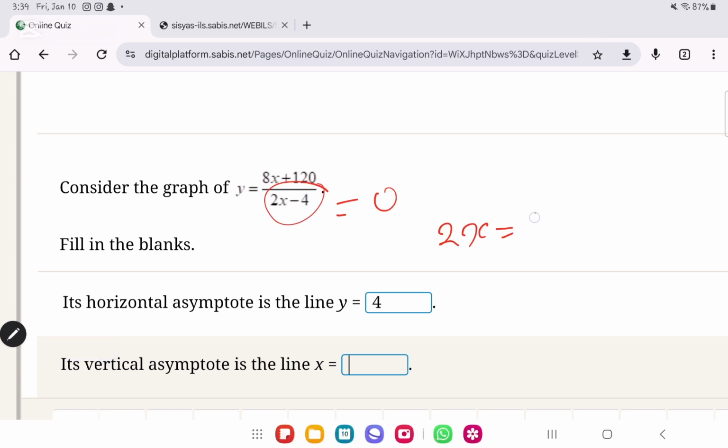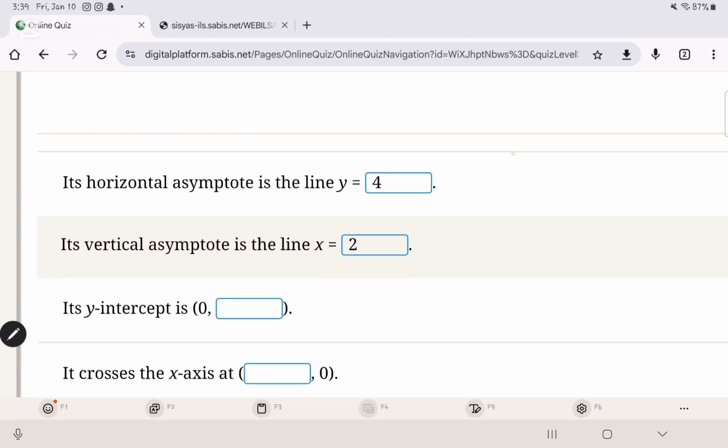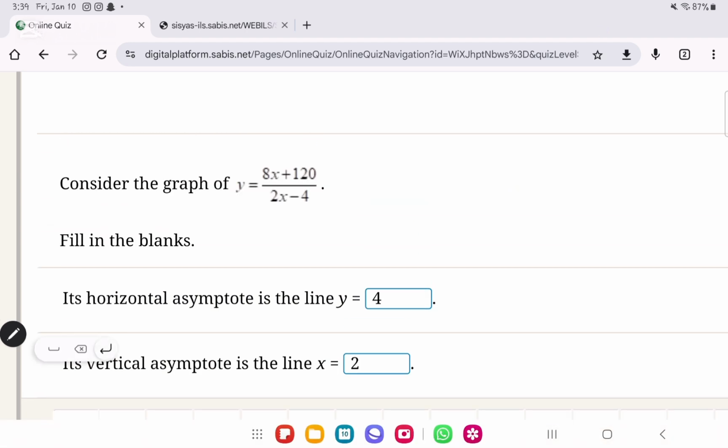So 2x is equal to 4. So x is then equal to 2. That means the vertical asymptote is 2. The y-intercept, we said y-intercept is this. So 120 divided by minus 4 is minus 30.